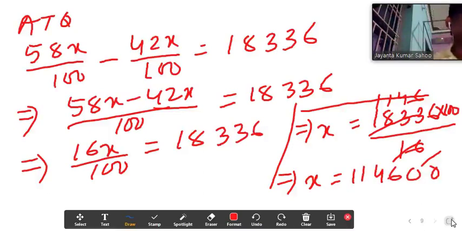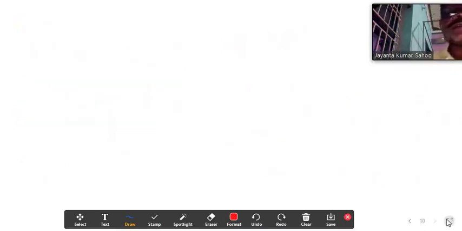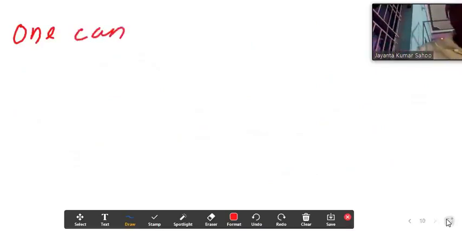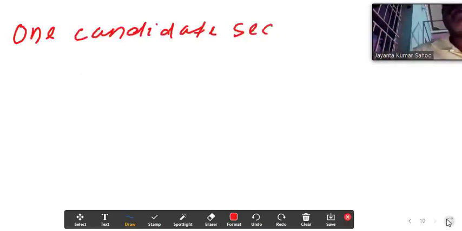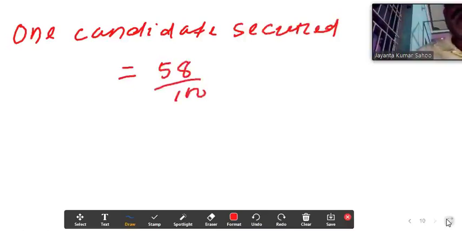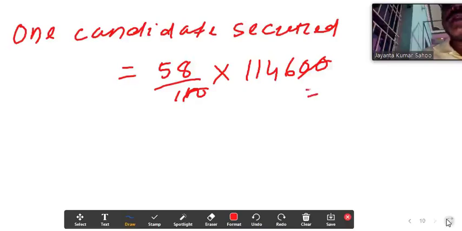That means one candidate secured 58%. So one candidate secured 58 by 100 into the total number of votes polled, equal to 58 by 100 into 1,14,600. The 2 zeros cancel, multiply it, and after multiplying you will get 66,468.